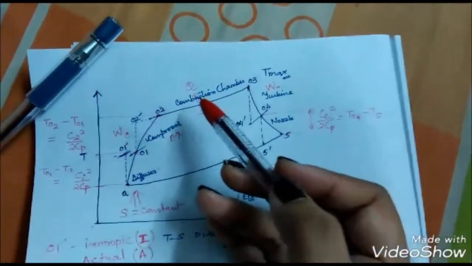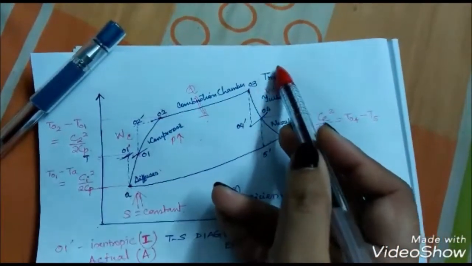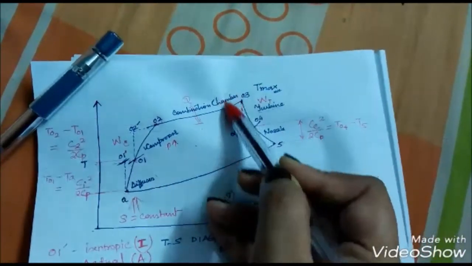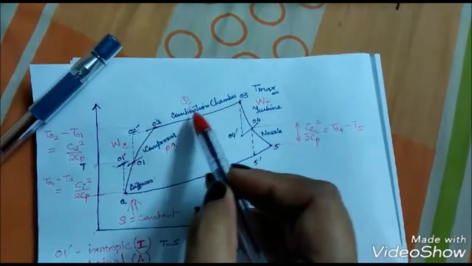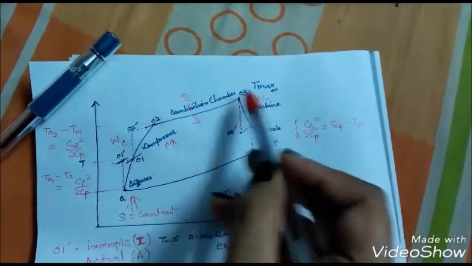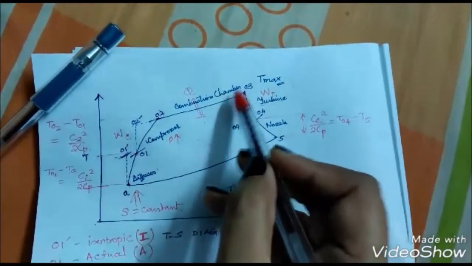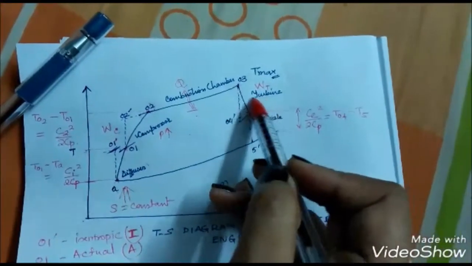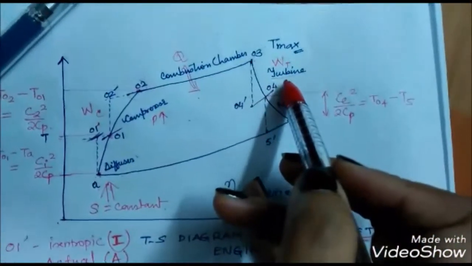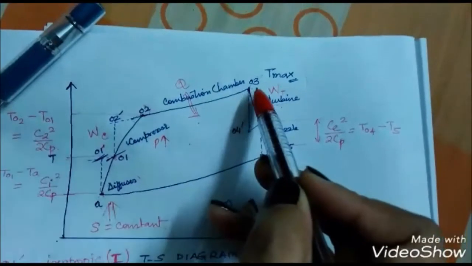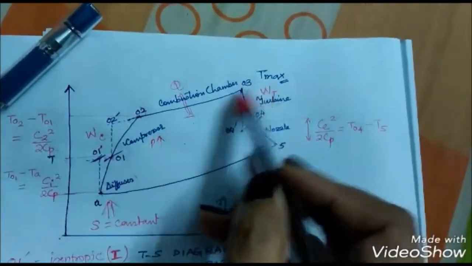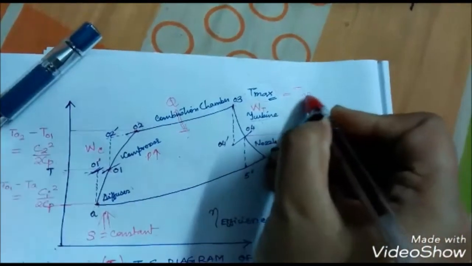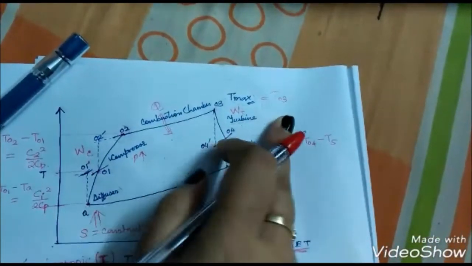If in any problem they give you the maximum temperature, what do we mean by it? The maximum temperature occurs at the exit of the combustion chamber, or rather we can call it the inlet of the turbine. This is the point where we have our T max, or we can call it T03, the maximum temperature.